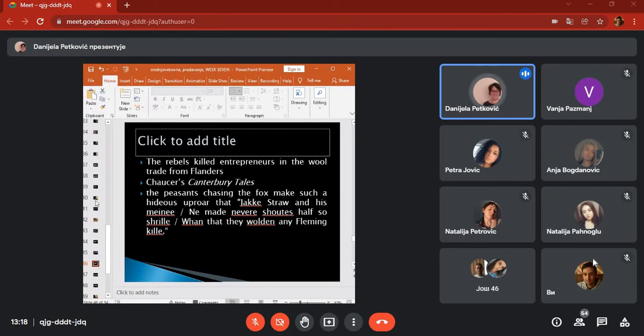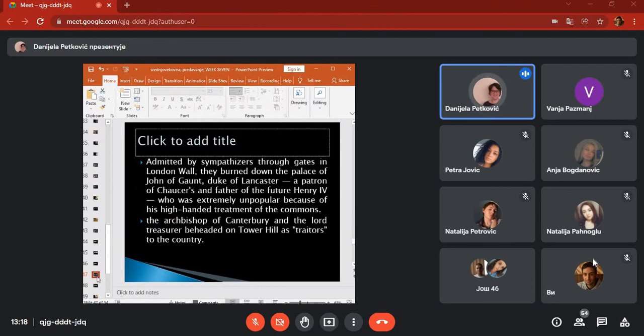Chaucer's Canterbury Tales. And because I'm in a hurry, I would have to skip that, so we will not be reading it. They also burned down the palace of John of Gaunt, Duke of Lancaster, who you will hear a lot about when we start discussing Chaucer. He was also the father of the future King of England, Henry IV. He was extremely unpopular, so they burned down his palace, but he actually survived, whereas the Archbishop of Canterbury and the Lord Treasurer were beheaded on Tower Hill as traitors to the country.